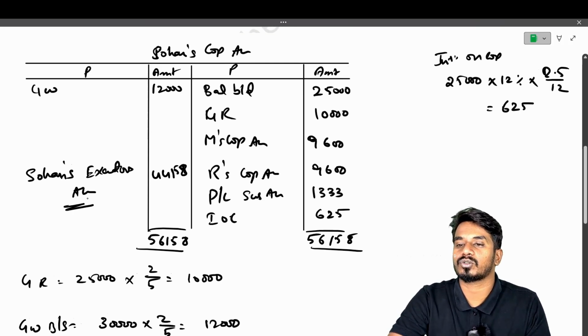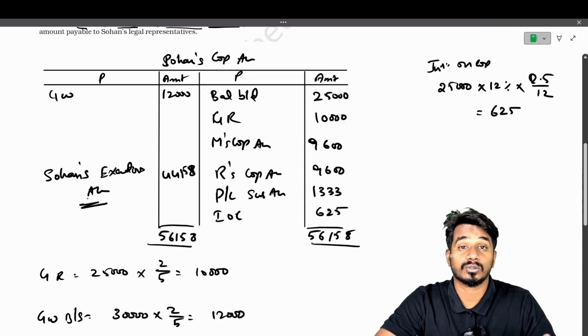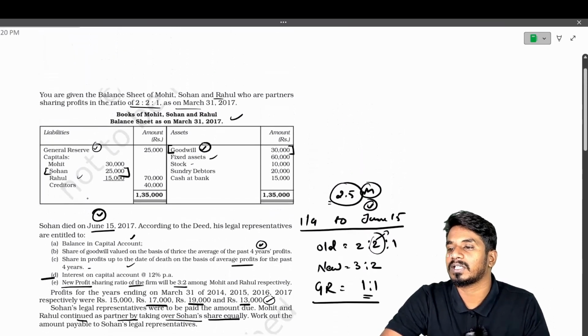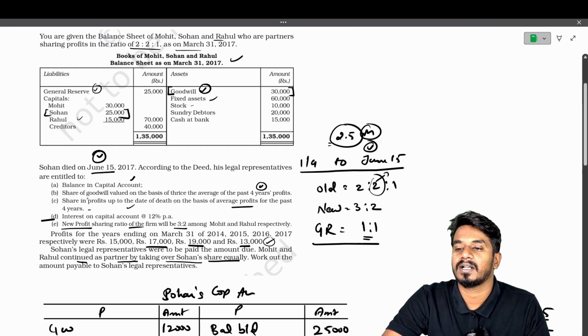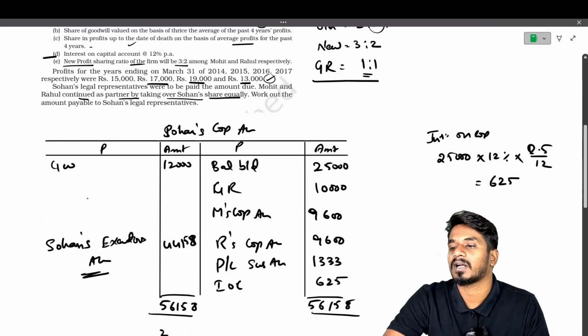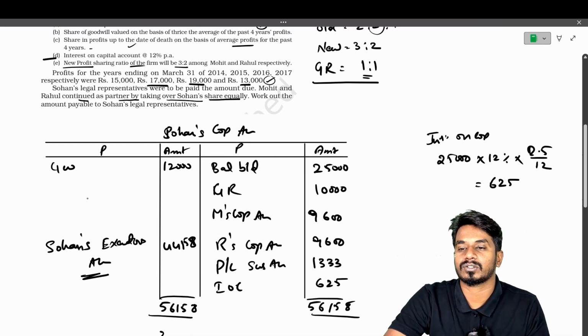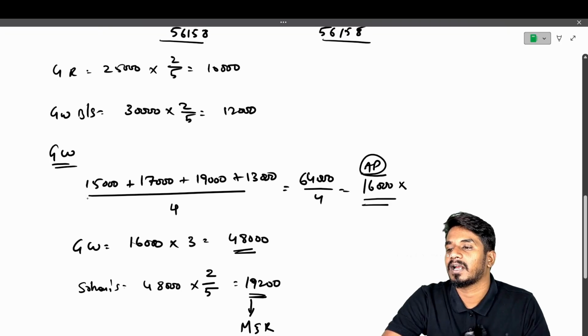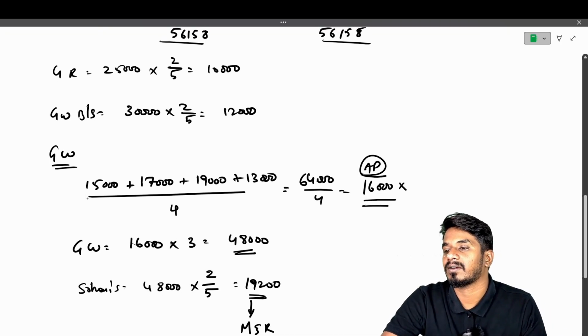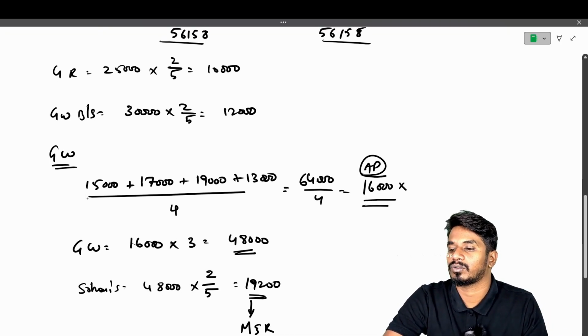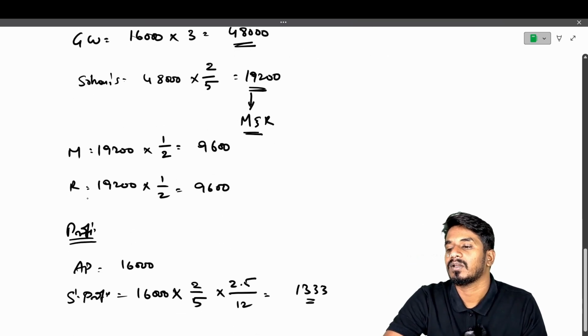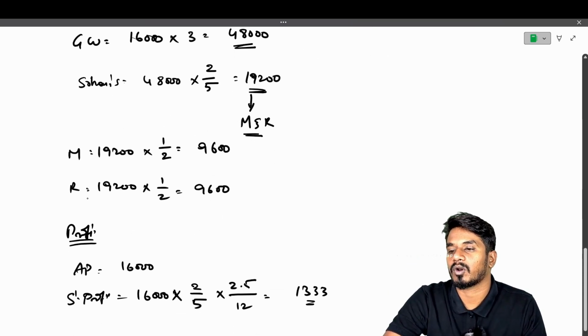So that's it. If you have any doubts, you can ask through comments and also through Instagram. So note down the question and that calculation also, and the partners' capital account, interest on capital on the right side, and we have calculated goodwill and also Sohan's goodwill, who will pay, and also profit.